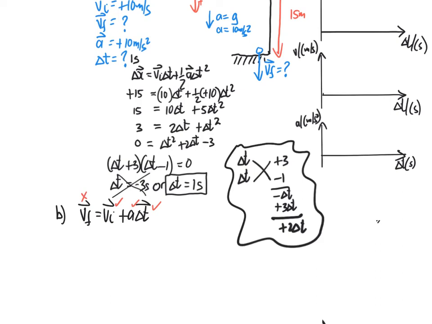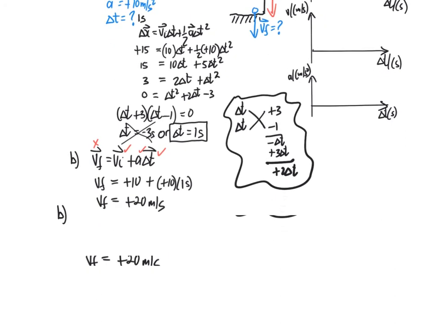So V final is going to be V initial, which is plus 10. The acceleration is plus 10. And the time is 1 second. So therefore V final equals 10 plus 10 times 1 is 10, is plus 20 meters per second. And so we can write this as V final is 20 meters per second down.